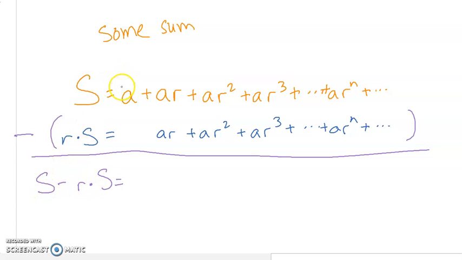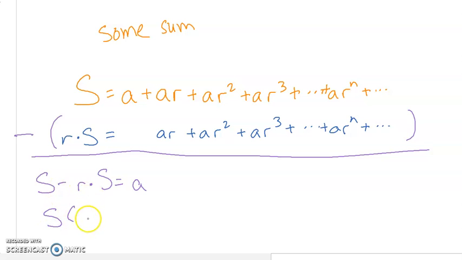That doesn't seem all that complicated, I guess. On the right side, this is magical. A doesn't get paired up with anything, so that stays there. But ar minus ar is gone, is 0. Ar squared minus ar squared is gone. Everything else is gone. So we used to have this infinite expression involving s. Now we have this very finite expression for s. In fact, it's extremely simple to solve for s.